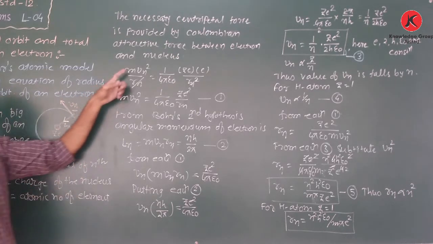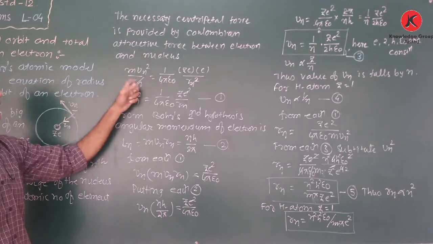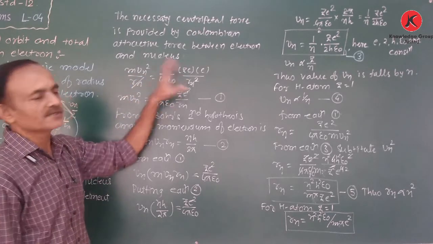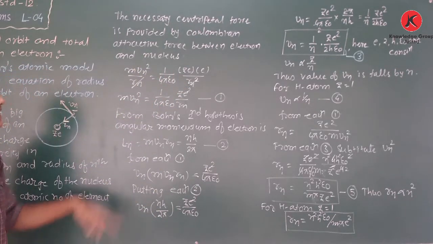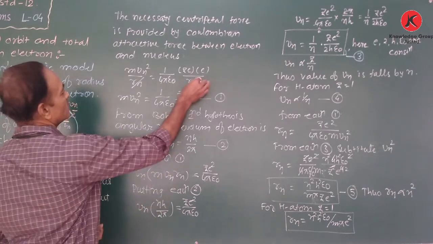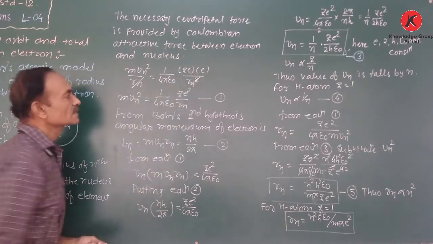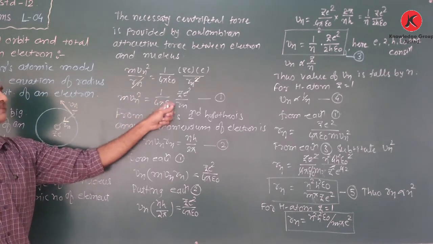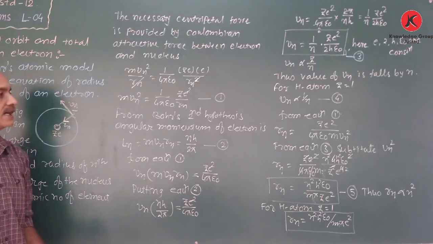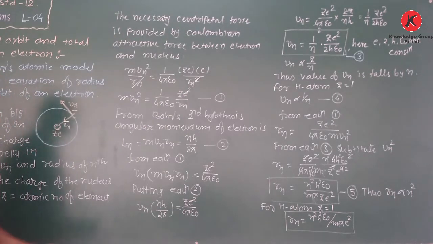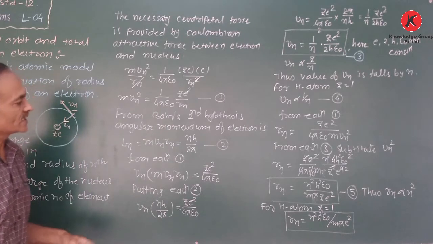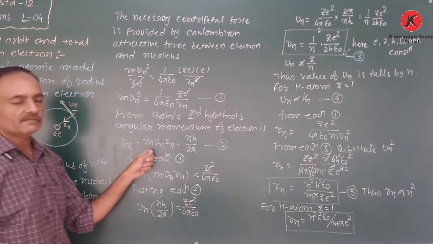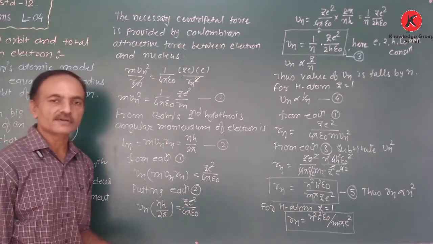The necessary centripetal force is provided by the Coulomb force of attraction between the nucleus and the electron. Therefore, centripetal force m Vn square upon Rn is equal to Coulomb force of attraction, 1 upon 4 pi epsilon 0 Z into e upon Rn square. One Rn cancels. Right. Therefore, we obtain m Vn square is equal to 1 upon 4 pi epsilon 0 Z e square upon Rn. From Bohr's second hypothesis, angular momentum of an electron is Ln is equal to m Vn Rn is equal to nh upon 2 pi.